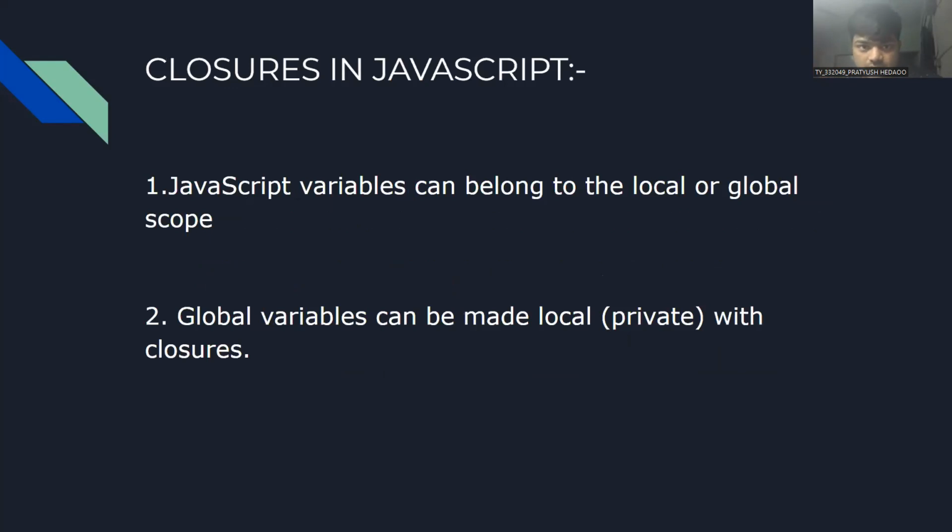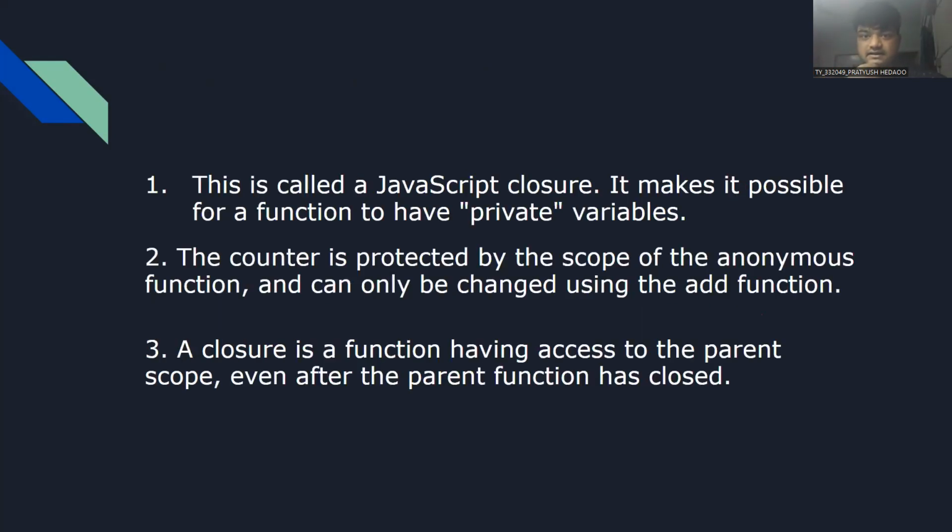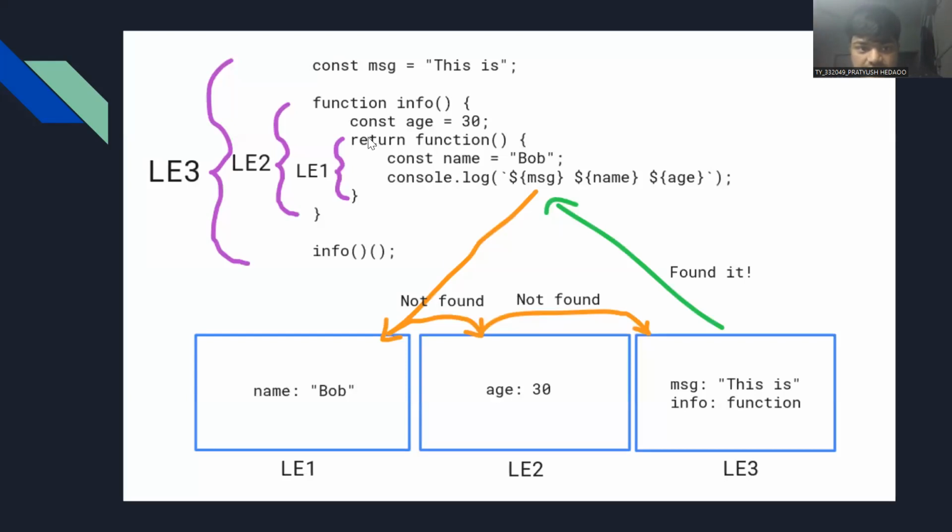Then closures in JavaScript. Closure is the last topic. Obviously there are variables that can belong to local and global scope at the same time, whereas global variables can be made local and private with closures. This is called a JavaScript closure. Basically it's meant to protect from any access from the outside. And whenever there are certain conditions when you don't want your function to be executed, you use closures. So this is the way to go.